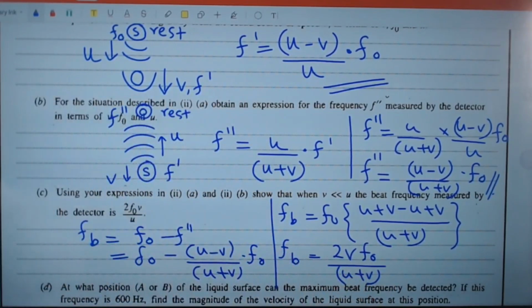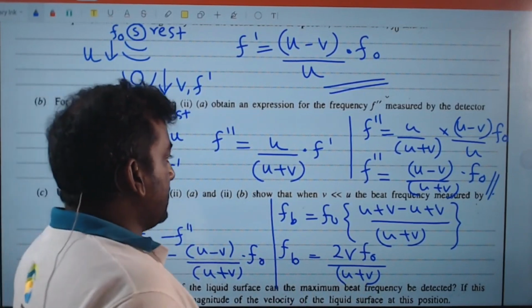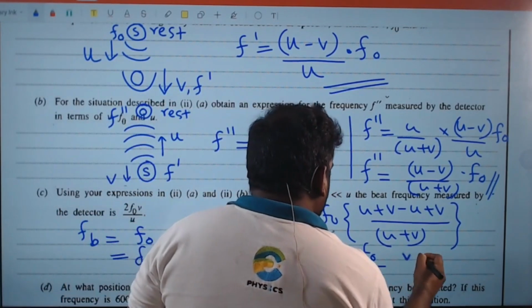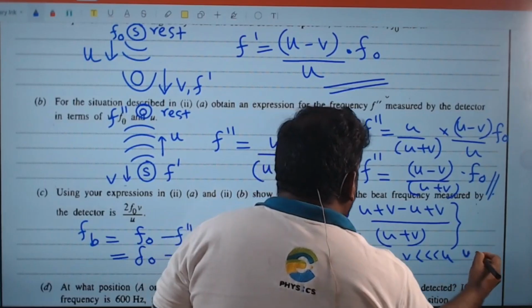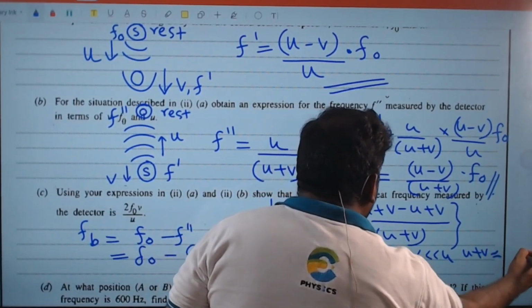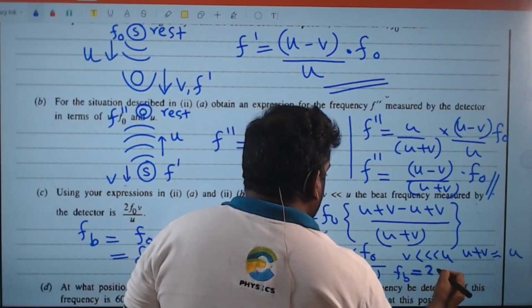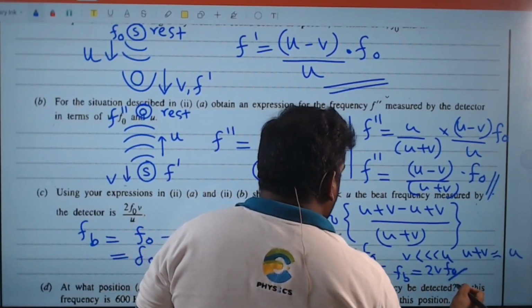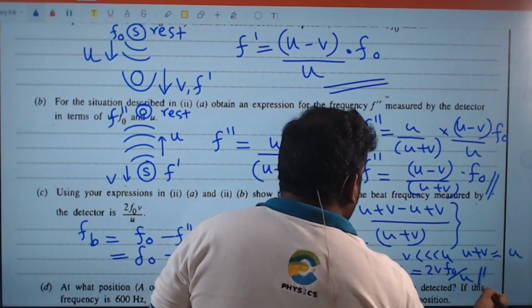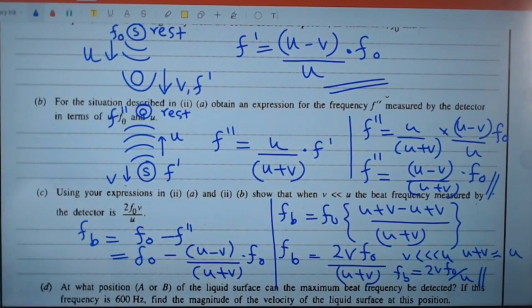Now v is much smaller than u, so u plus v is approximately u. So your beat frequency is 2v f naught divided by u. That is your beat frequency. Right? These are not difficult.